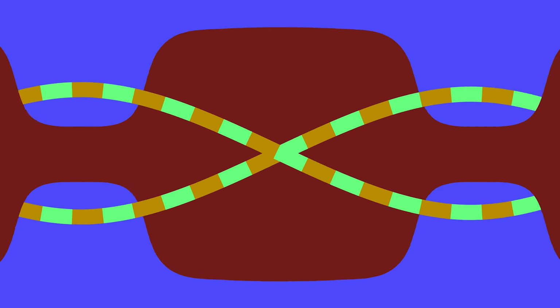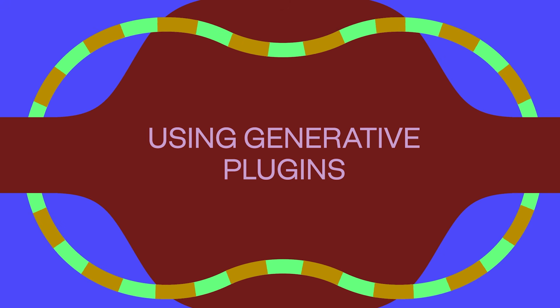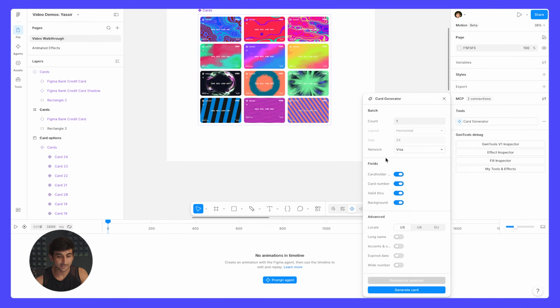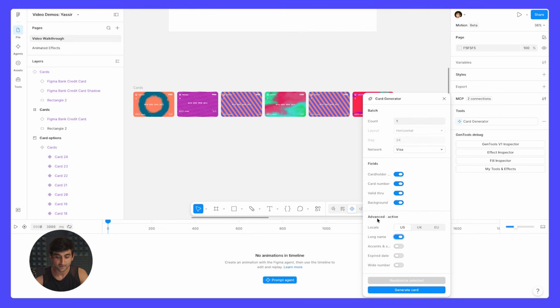Let's move on to looking at different variants of my card using an agent-built plugin. We'll go to where we normally find our Canvas Classic plugins, and we'll find our plugin right there, Card Generator. Let's take a look at the controls the Figma Agent has provided us here. We have count, and we have different variety of controls. We have network, such as Visa, MasterCard, or random. We have locale, and we can change to a long name, for example.